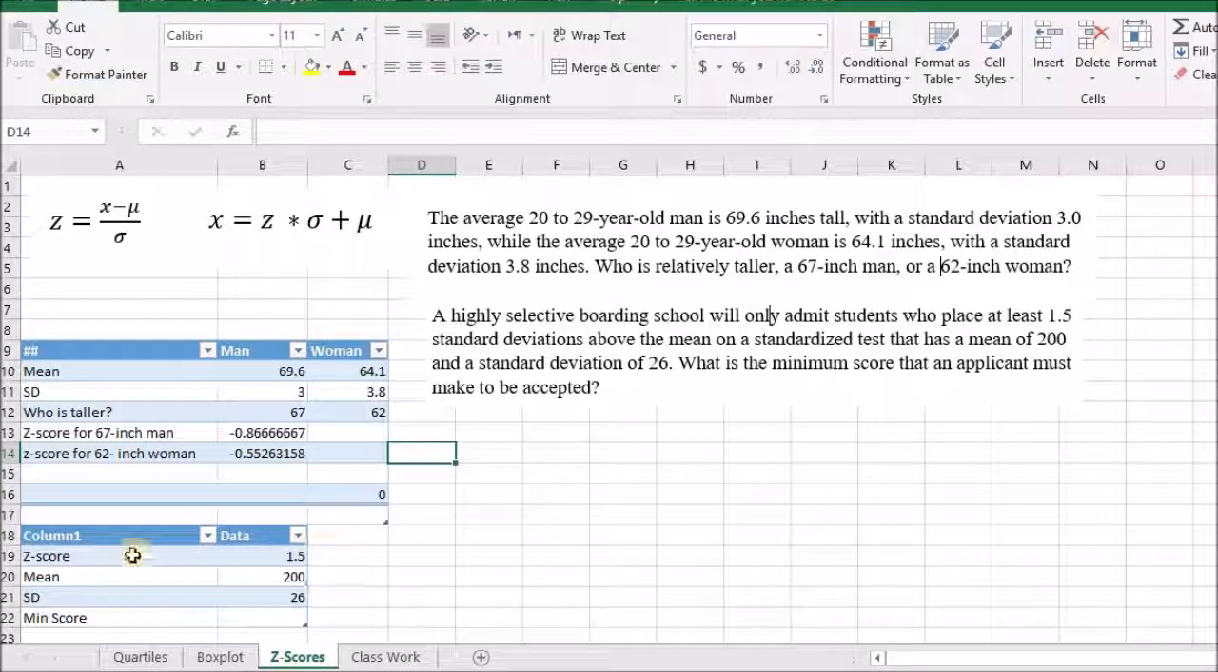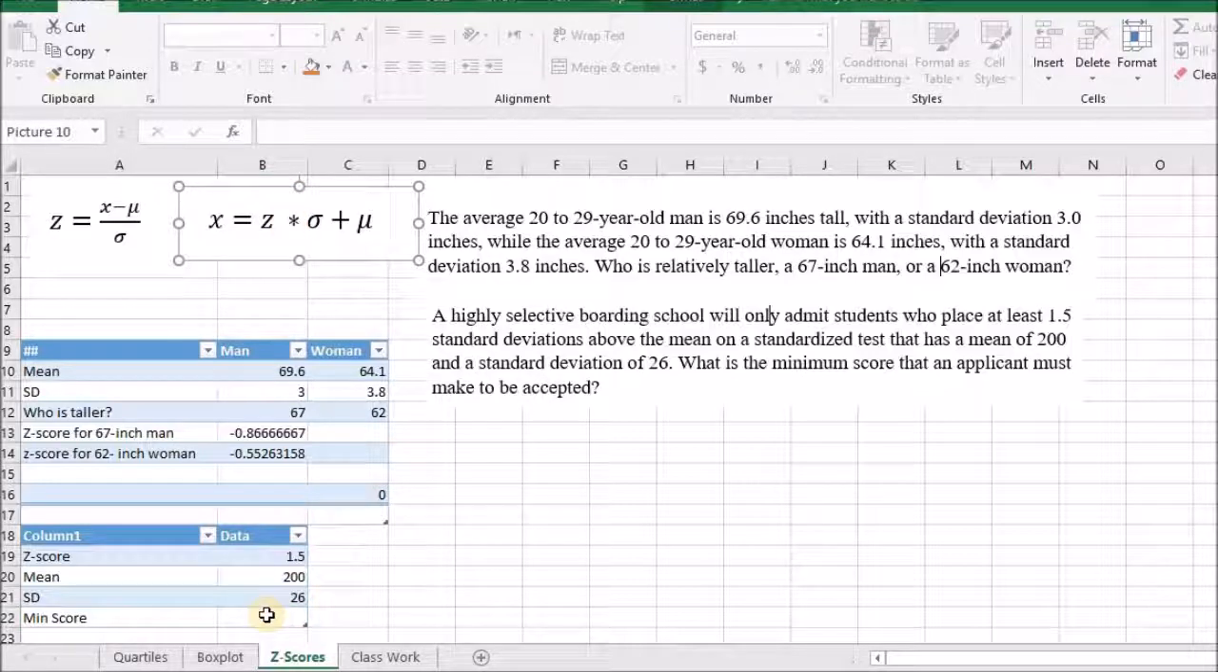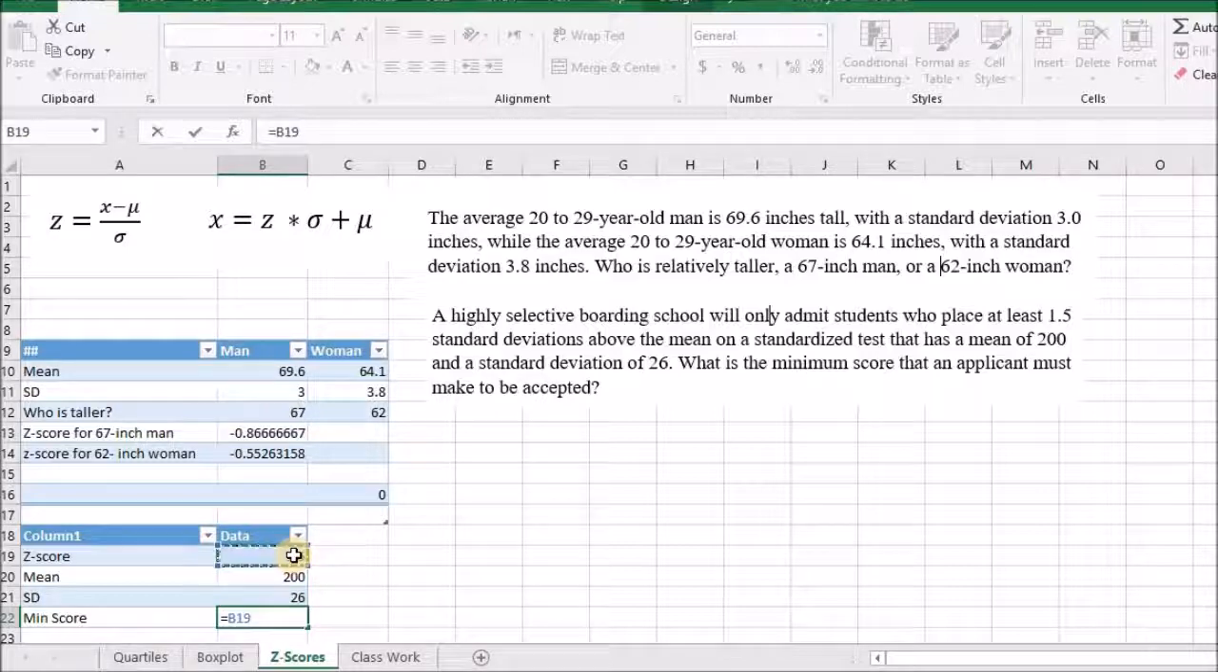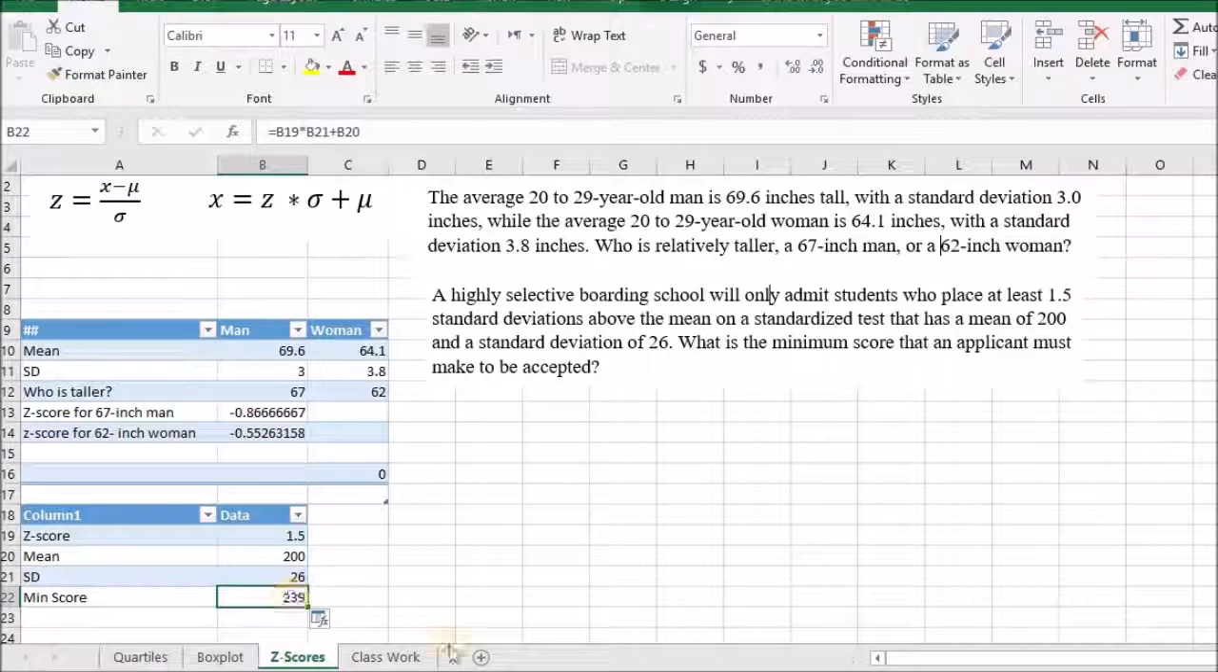So what I did in this table is extracted the information that I have. I have the z-score, which is 1.5, and I have the mean and I have the standard deviation. And I'm now going to calculate the minimum score, which is x in this case. So I'm going to use this formula right here to calculate that. The formula says x is equal to the z-score times the standard deviation plus the mean. So the answer is going to be 239. So the minimum score that an applicant must make to be accepted is 239.